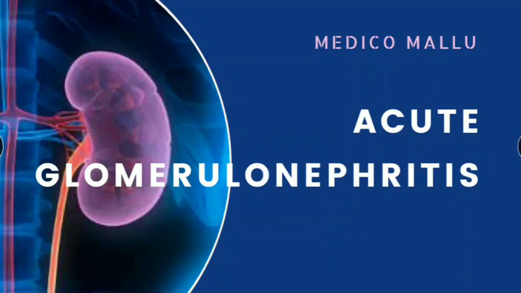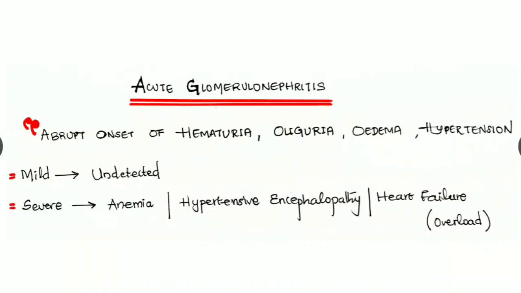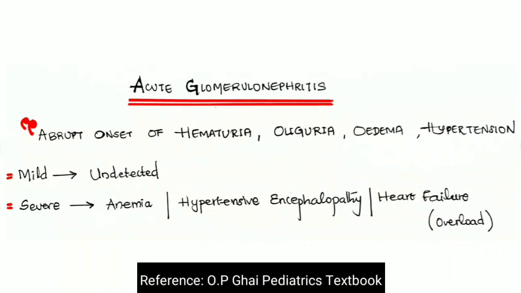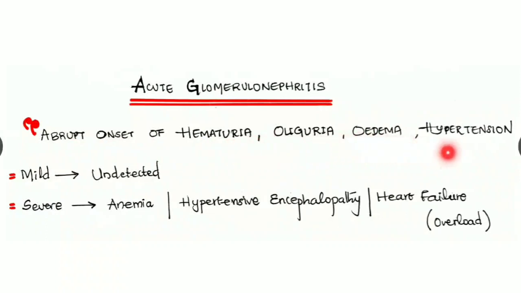This time we are going to see acute glomerulonephritis, or else known as the acute nephritic syndrome. Acute glomerulonephritis is a renal disease characterized by abrupt onset of hematuria, oliguria, edema and hypertension, and there is a high chance of confusion of this AGN with nephrotic syndrome, so you must listen to this very carefully.